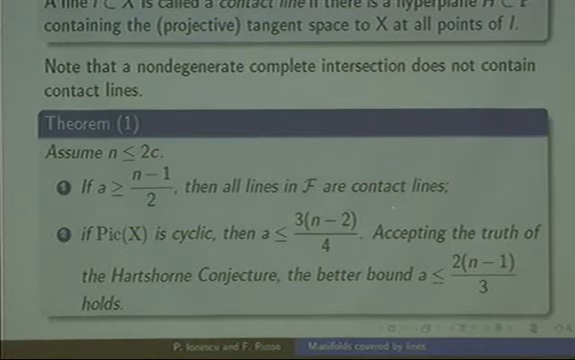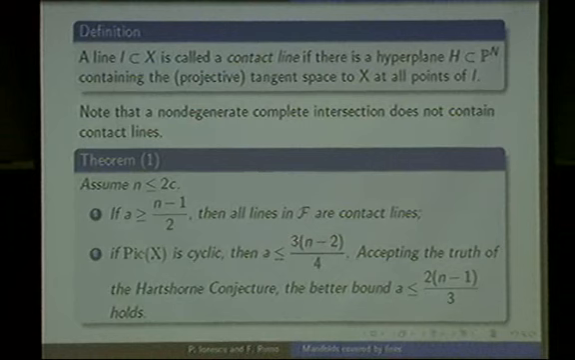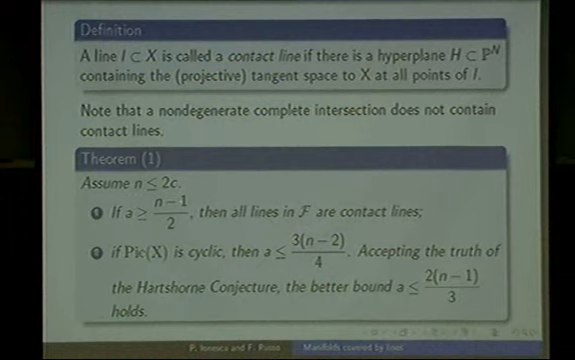So in particular, X cannot be a complete intersection. But this is more, because if there exists one contact line, then X is not a complete intersection. Here, all lines have to be contact lines. So this gives some geometric condition explaining why X cannot be a complete intersection. Secondly, when the Picard group is cyclic, we get an upper bound for this dimension. Again, under this condition. And if you believe the truth of the Hartshorne conjecture, then you get a more serious bound, which is two-thirds of N minus one. And this is kind of non-trivial to prove.